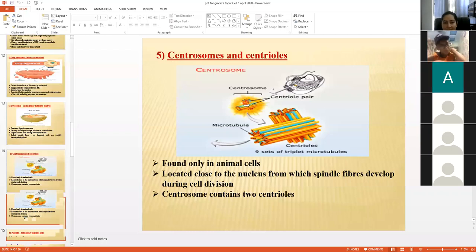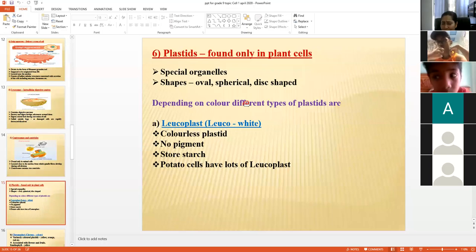Next, we come to the plastids. Students, this is very interesting because plastids are found only in plant cells.